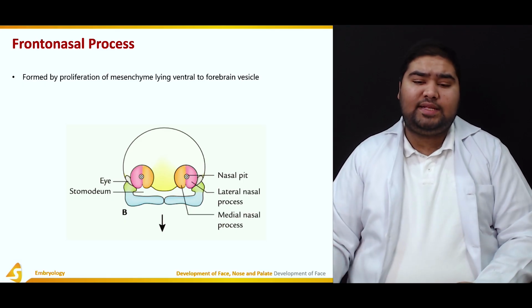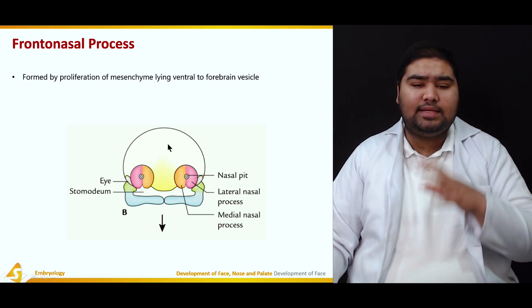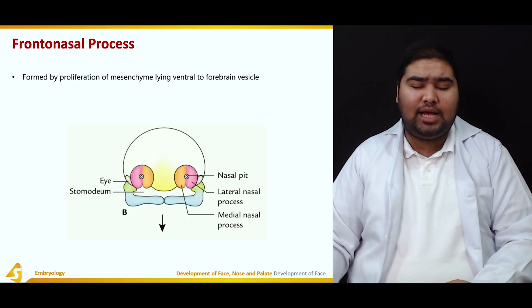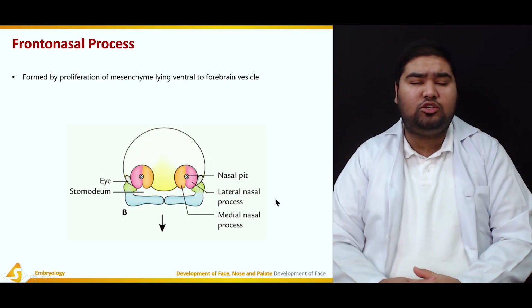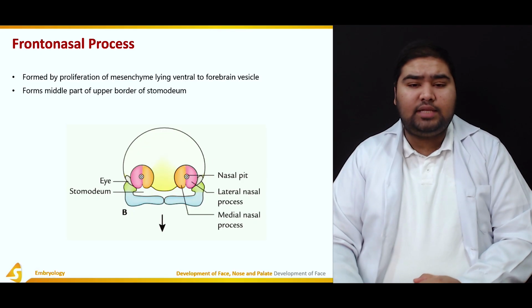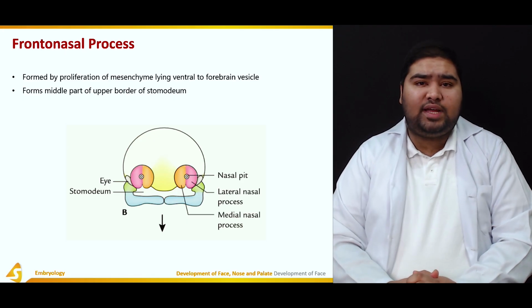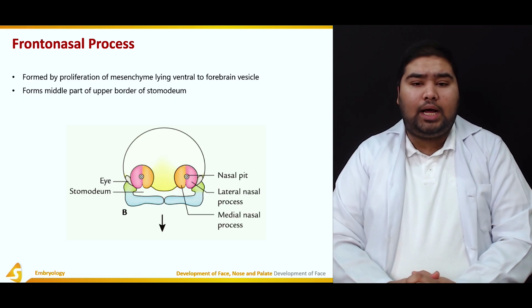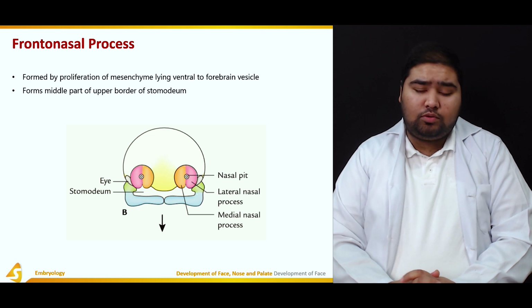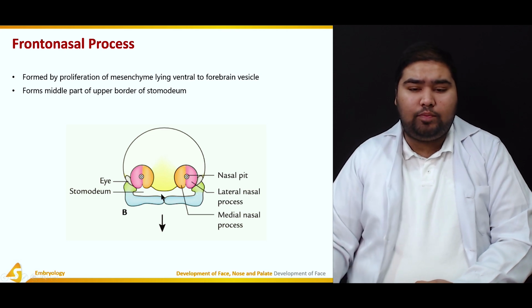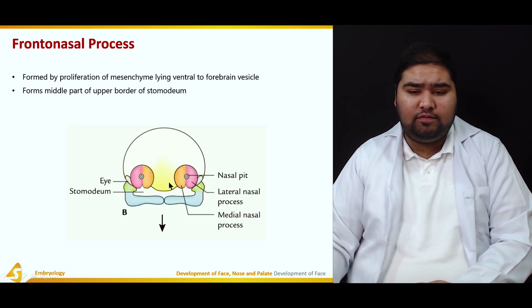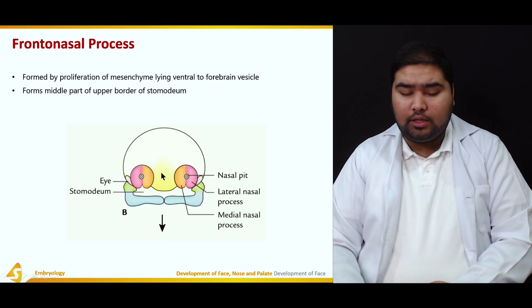So the forebrain vesicle is lying in this area, and ventral to this forebrain vesicle is this proliferation of mesenchyme that helps in the formation of the frontonasal process. This frontonasal process finally gives rise to the middle part of the upper border of stomodium. Stomodium was this area, the opening of the mouth, and the middle part of the upper border of stomodium is formed by the frontonasal process.